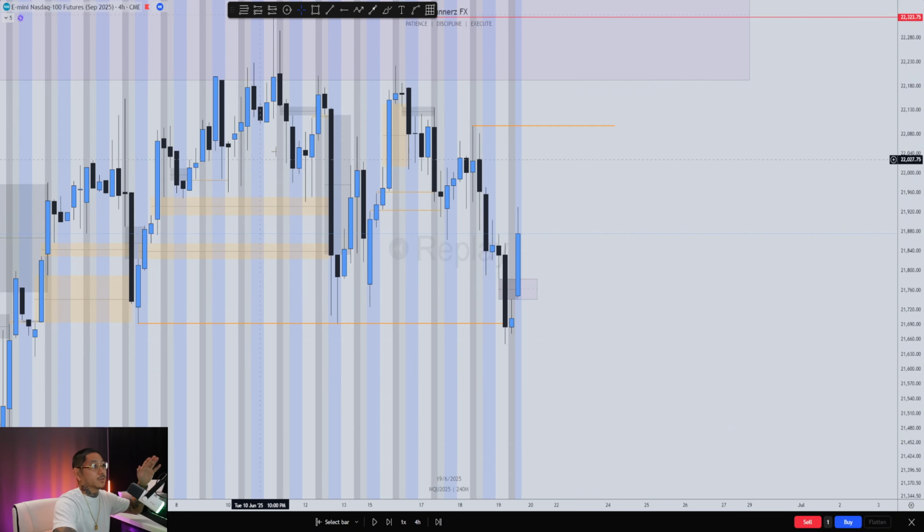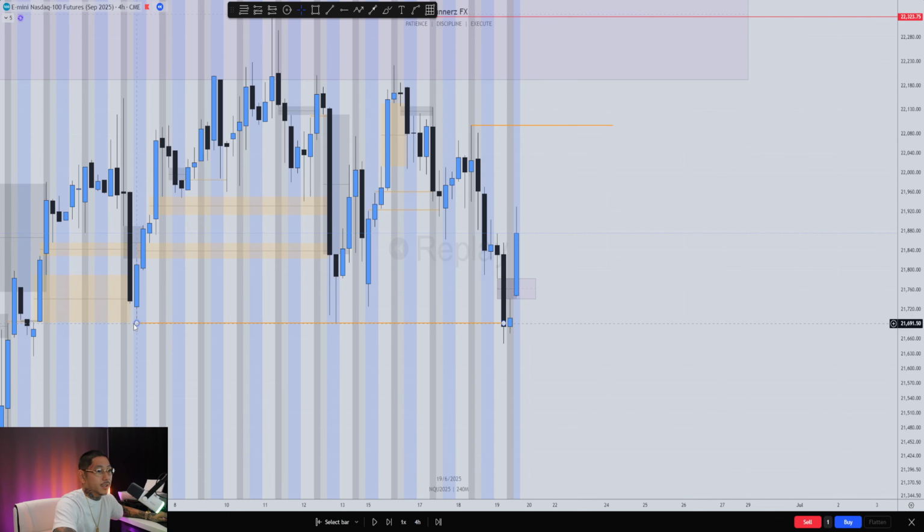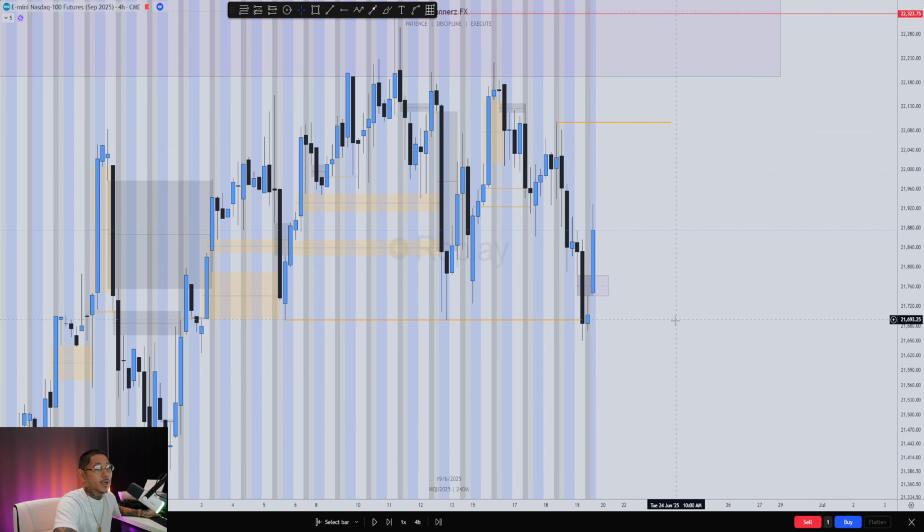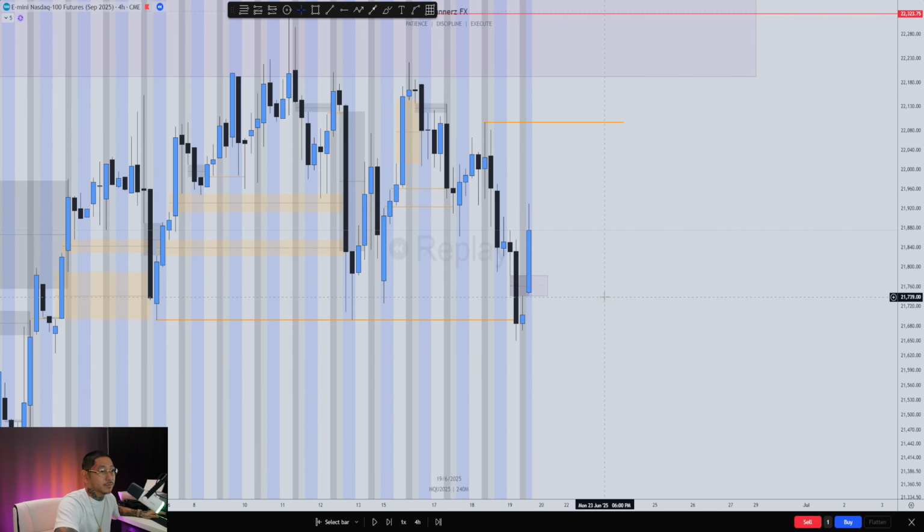So again, structure, liquidity, fair value gap that got inversed. It kind of did close under here, but it reversed so quick that, you know, I would still say that it's holding price up. So yeah, 4-hour bullish. So daily bullish, 4-hour bullish, right? Now that the 4-hour is done, we drop down to the 1 hour.